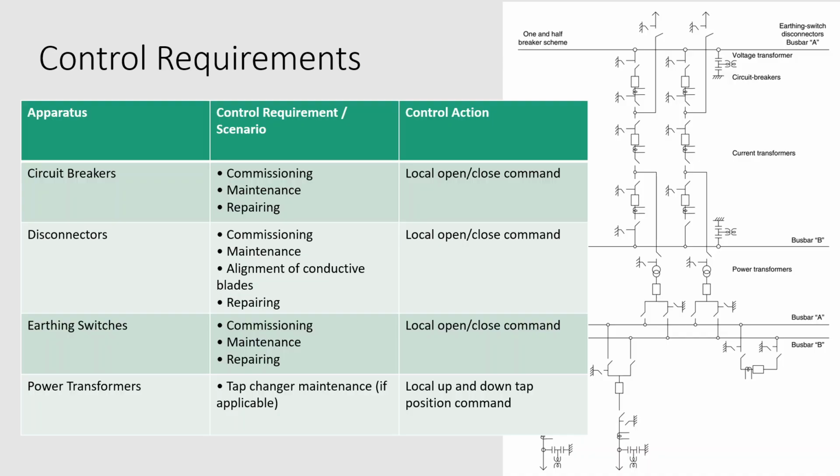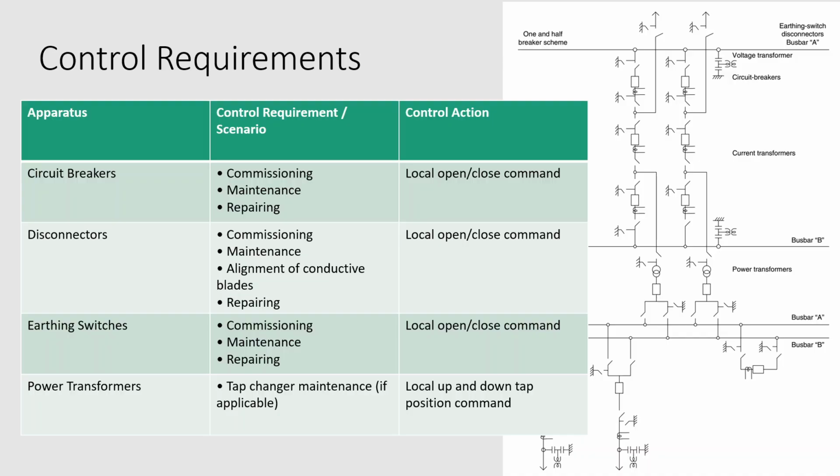If you take the disconnectors, they have very similar characteristics. You can send open and close commands to the disconnectors for maintenance, repair, and sometimes for alignment of conductive blades. Okay. And if you look at the earthing switches, you can again open or close them from the command center for maintenance and repair purposes, right?